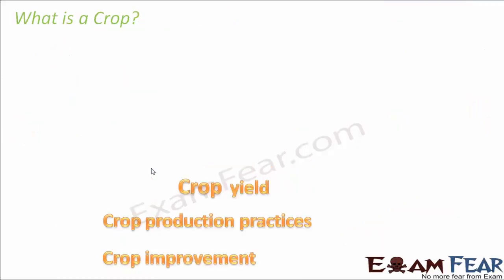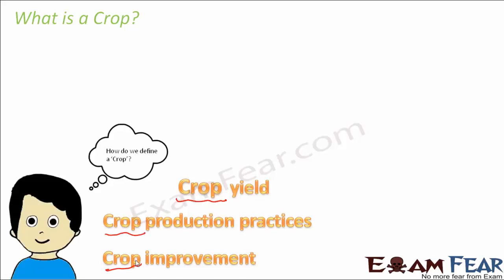So now let us start understanding the three important focus areas of ours in this lesson. We are going to talk about crop yield, crop production, crop improvement. Everywhere you see a common word, and that is crop. Now our little friend might be curious to understand what exactly is a crop. Everywhere we find the word crop. So what is a crop?